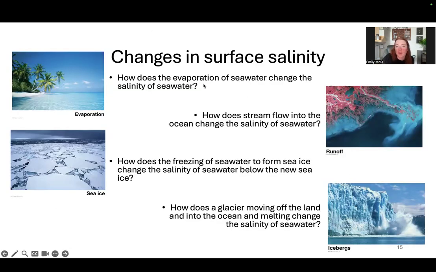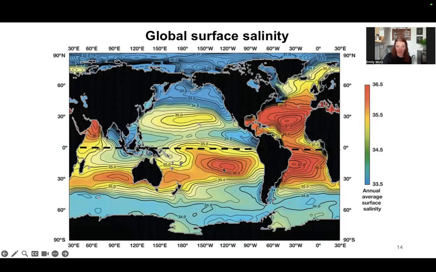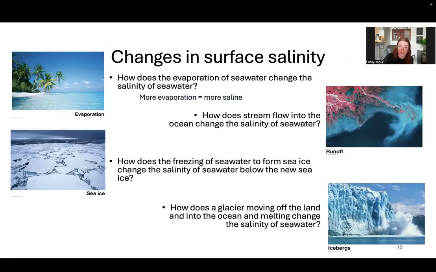There are a couple factors that lead to this. Evaporation of seawater. How do you think that will change the saltiness, right? If we're evaporating this water, the only thing that's coming out of an evaporation process is water, meaning that if we have high evaporation occurring in regions like this and in regions like this, where there's a lot of evaporation because it's warmer, that's going to leave behind more salt. More evaporation equals more salinity.